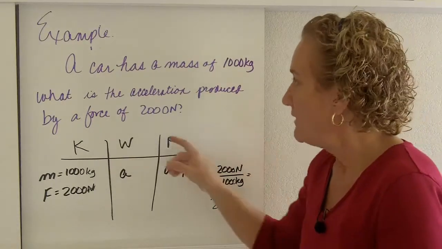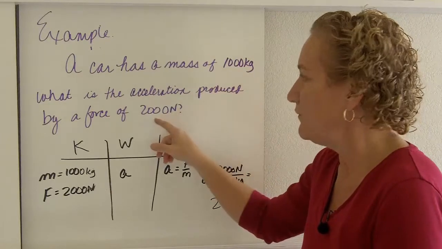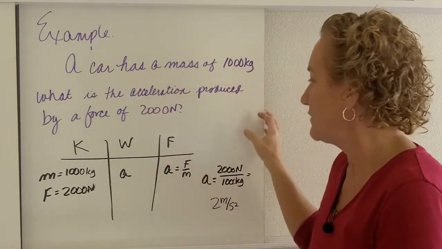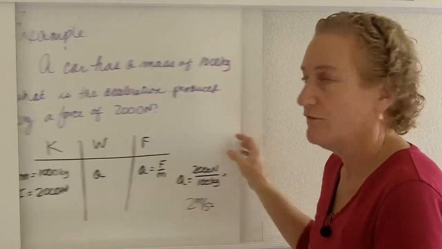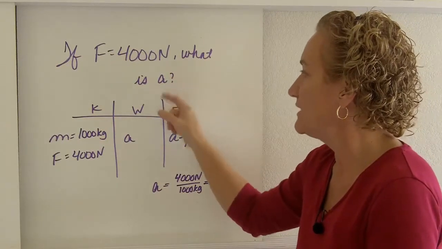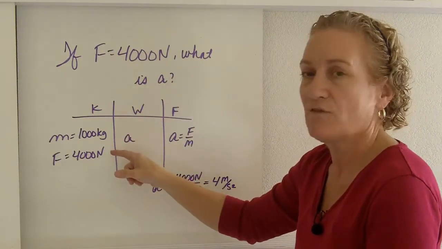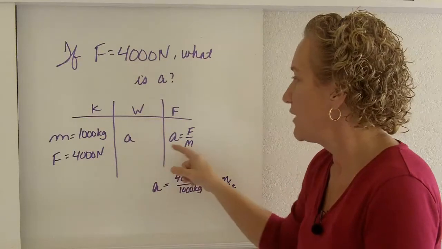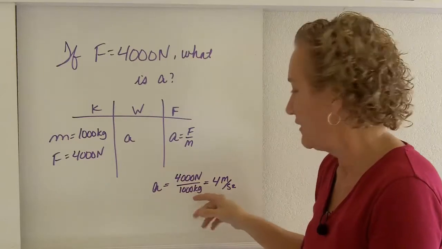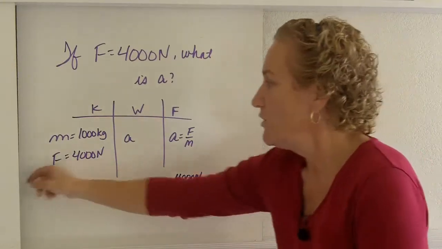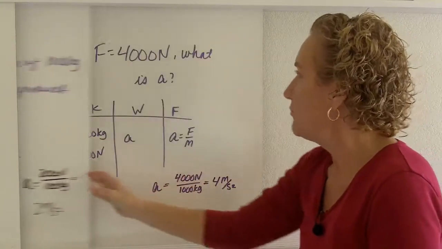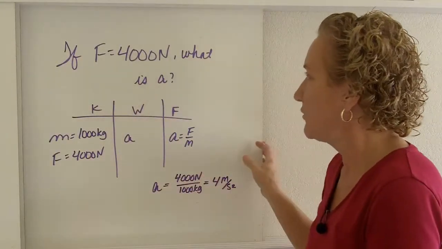Now earlier I said that if we double force, we double acceleration. Let's see if that's true. Let's double this force to 4,000 and see if our answer is double too. If the force is 4,000 newtons, what's the acceleration? Our mass stayed the same. Our force is 4,000. I'm looking for acceleration. My equation is the same. Acceleration is 4,000 newtons divided by 1,000 kilograms, or 4 meters per second squared, which is exactly double what we got before. So it is true, when we double the force, we double the acceleration.